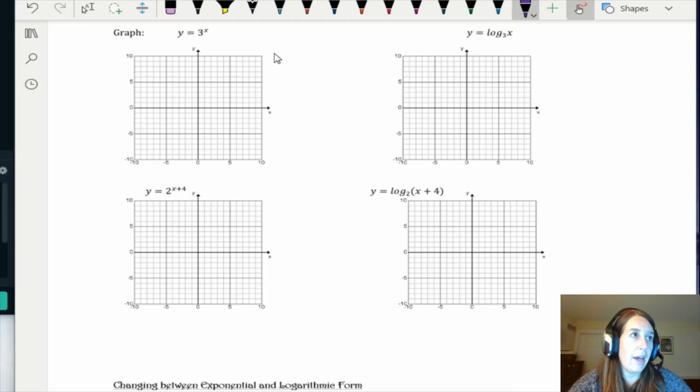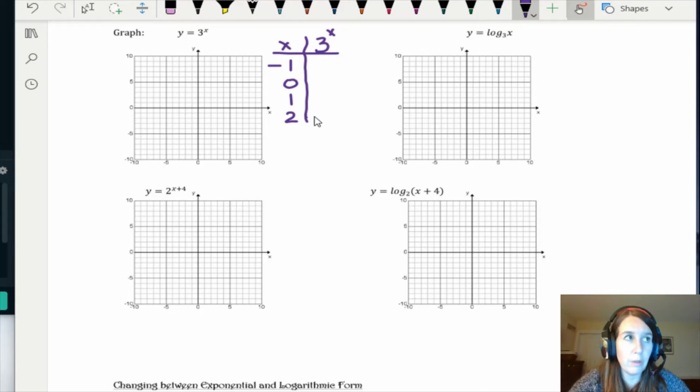I recommend that you just make a little table of values. So x, and then the y is 3 raised to the x. You want to put a couple points on, and you want to at least have -1, 0, and 1 for x. Then you might want something like 2 just to see where the graph goes a little better. Then you quickly plug in 3 to the x power. So 3 to the negative first is 1/3. 3 to the 0 power is 1. 3 to the first power is 3. And 3 to the second power is 9.